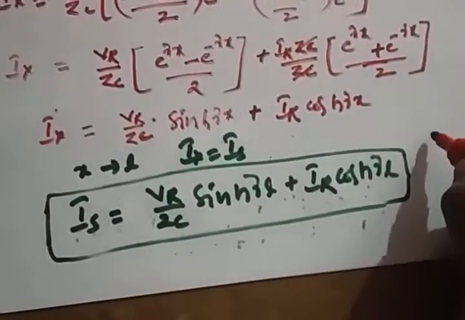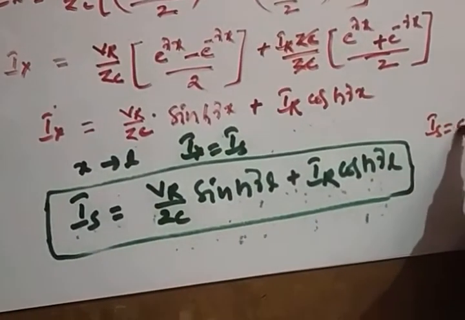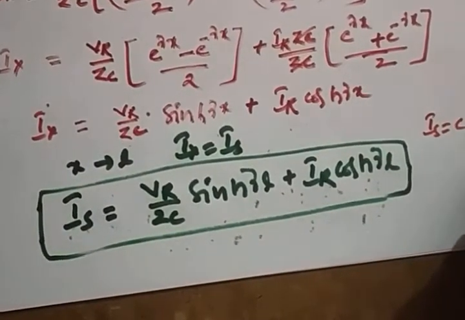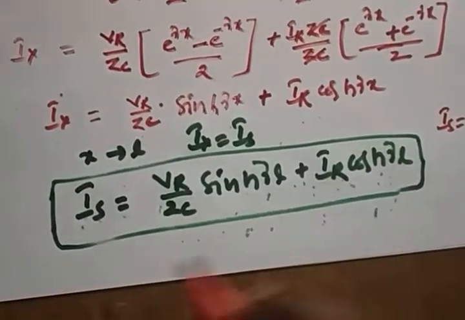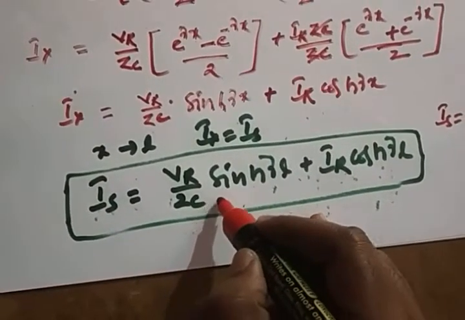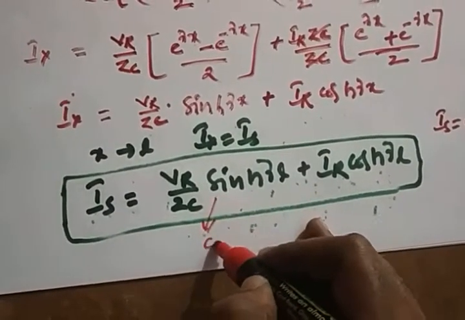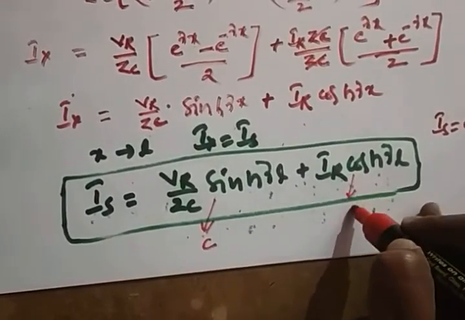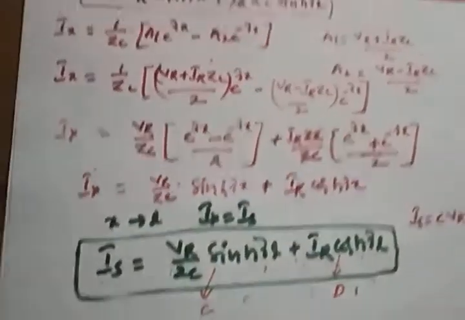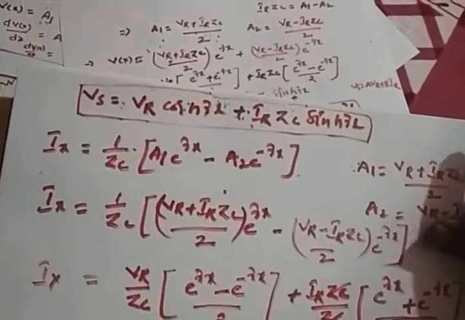right? So this is in the form of Is is equal to C VR plus D IR, alright? So this is called the C value and this is called the D value. Hope it's clear. I'll write out both the equations Vs and Is. With that we can estimate the value of ABCD, right?